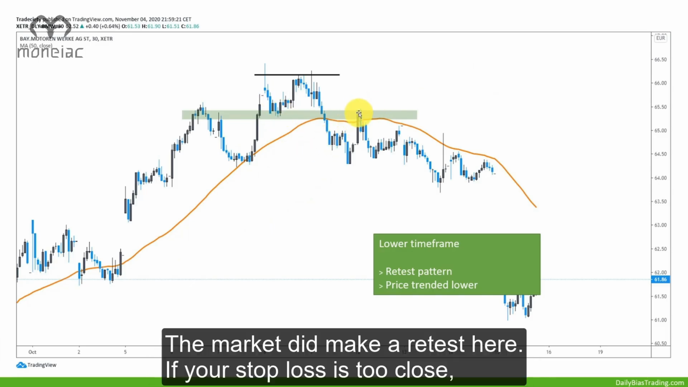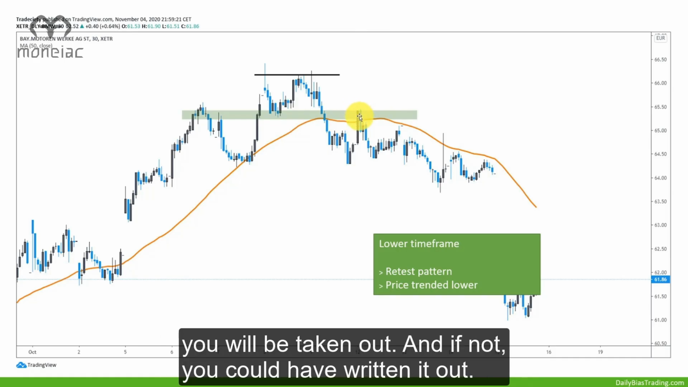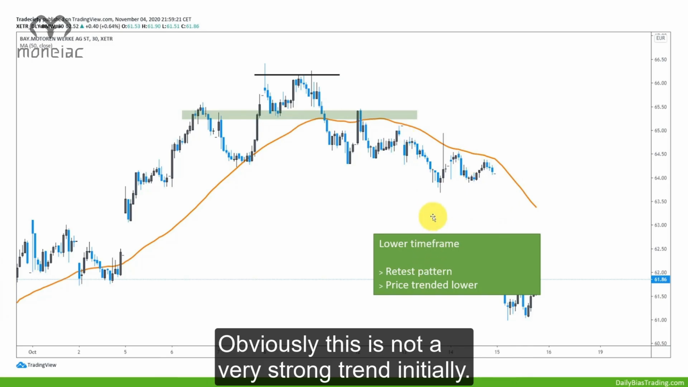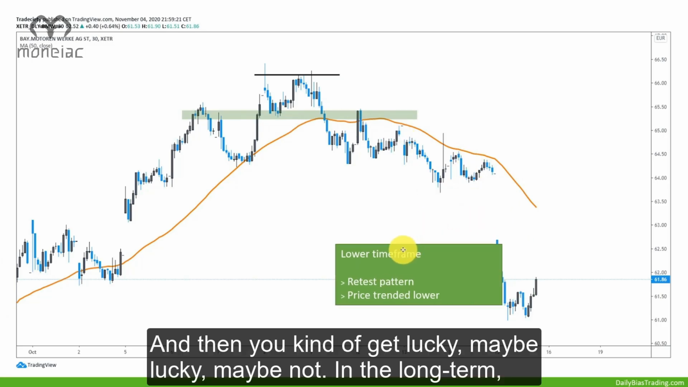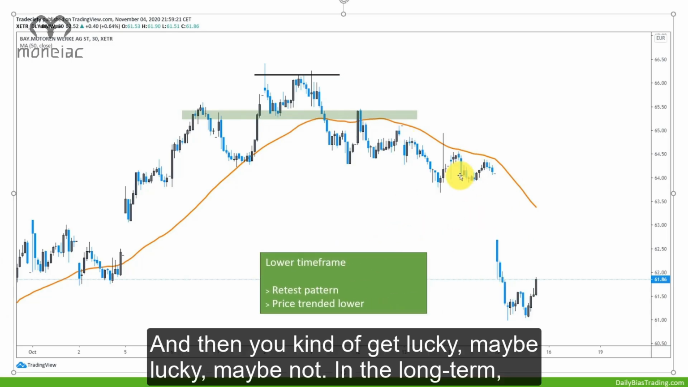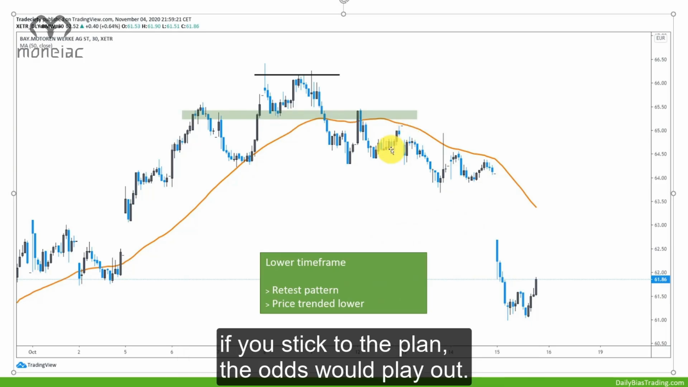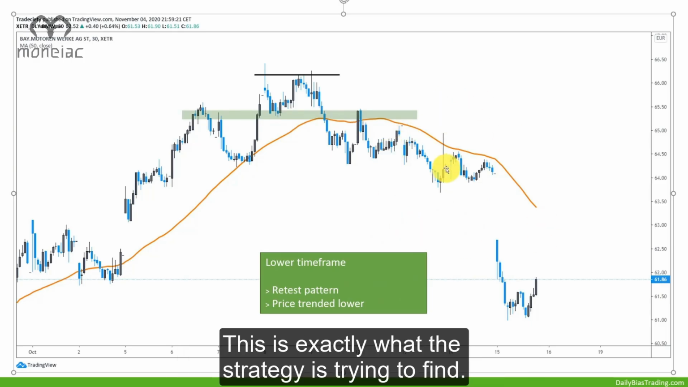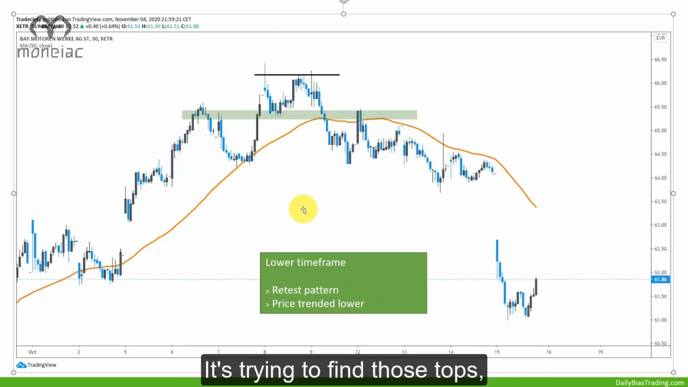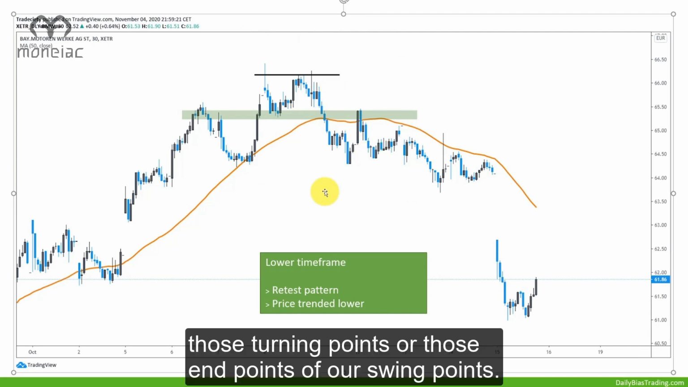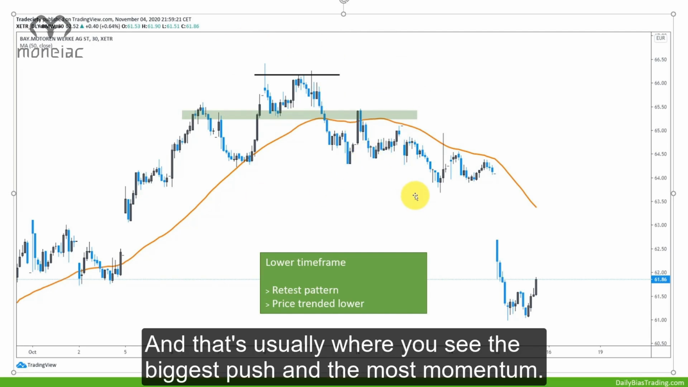The market did make a retest here. If your stop loss is too close, you would be taken out, and if not, you could have ridden it out. Obviously, this is not a very strong trend initially, and then you kind of get lucky, maybe not. In the long term, if you stick to the plan, the odds will play out. This is exactly what the strategy is trying to find. It's trying to find those tops, those turning points, or those end points of our swing points, and that's usually where you see the biggest push and the most momentum.